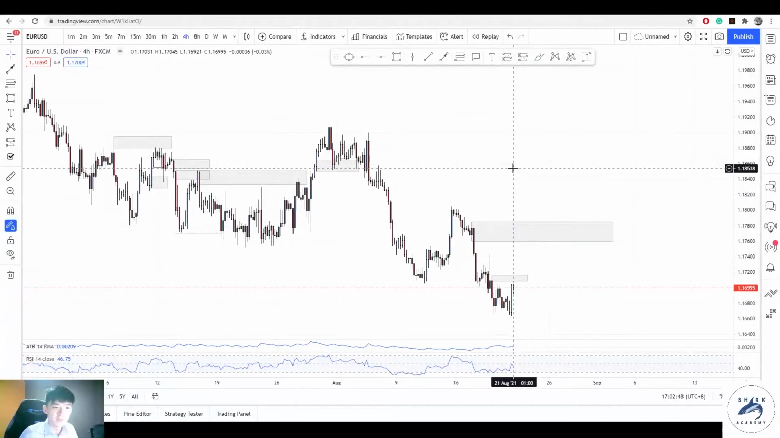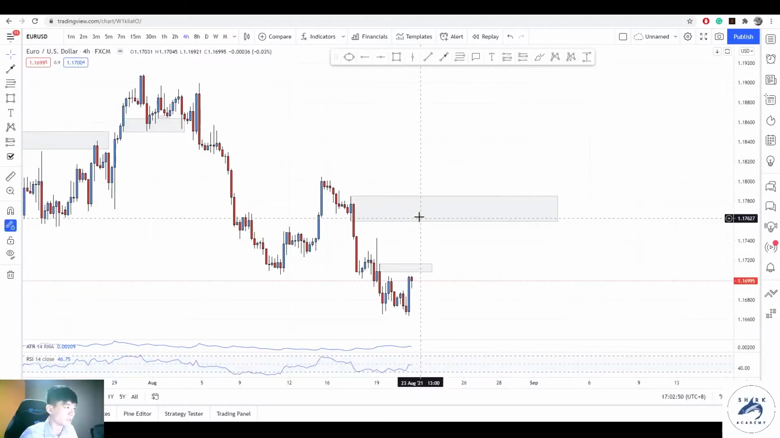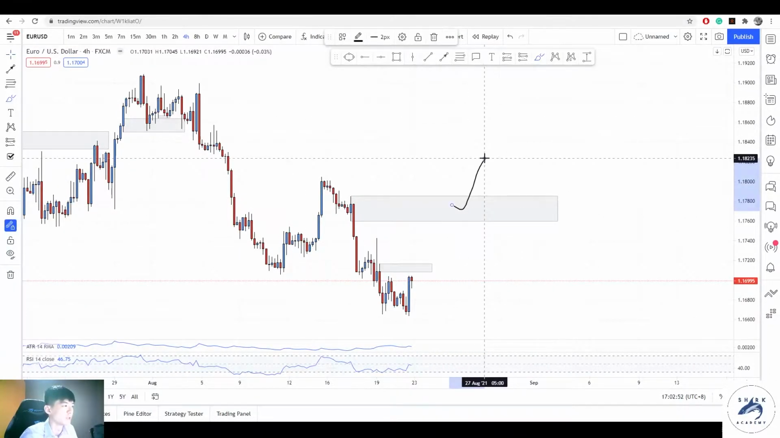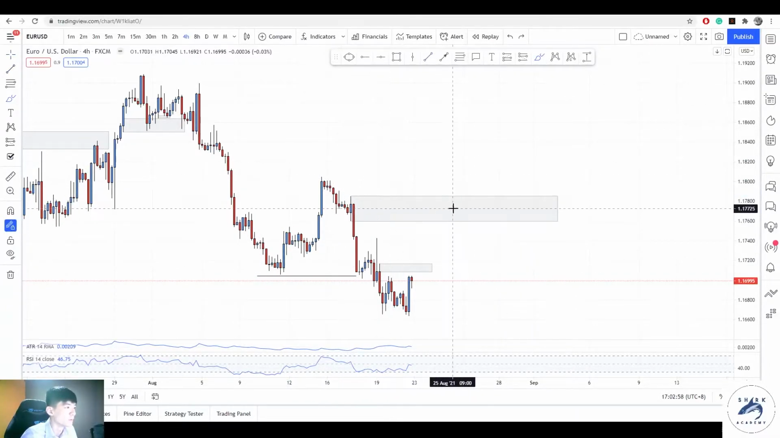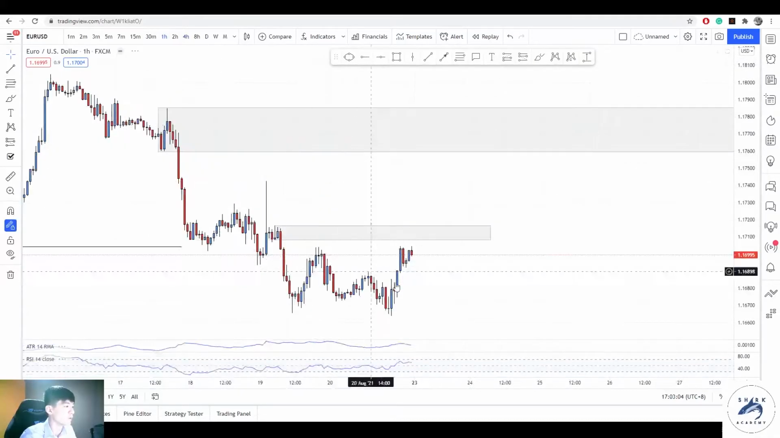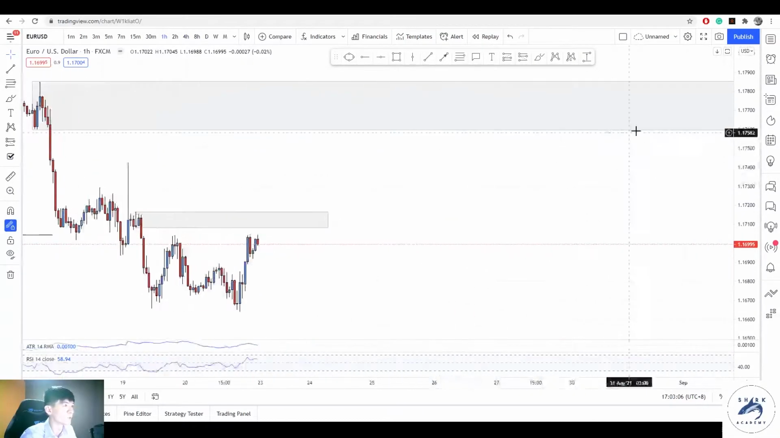Next up, we have the euro dollar. And you can see that we have a sell zone here. So this is a supply zone that broke out of structure, leaving behind this area to be unmitigated. So if I want to be a seller, I want to sell here. So drop down to the lower time frame and understand what price is doing.